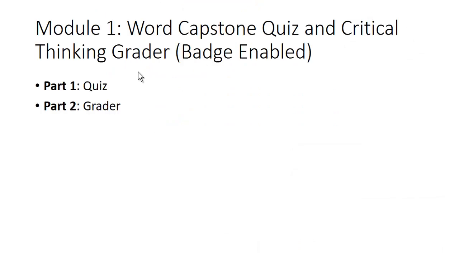Let's keep moving. So Module 1, Word Capstone, capstone being the key word, quiz and critical thinking grader. Badge enabled, as we just talked about, has two parts, the quiz and the grader. And when I looked at the questions in the quiz, because this is our first time ever using this particular book, and these Module 1 assignments were a little different in the previous version, I said, well, to me, I think the quiz should come first. That was my thinking. So when I set up your assignment, I put the quiz as the first part and the grader as the second part.